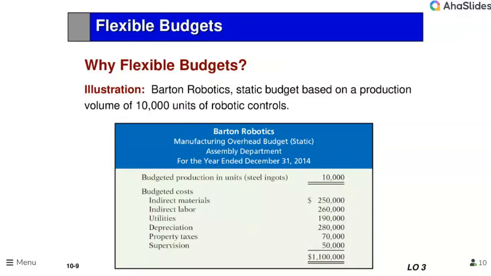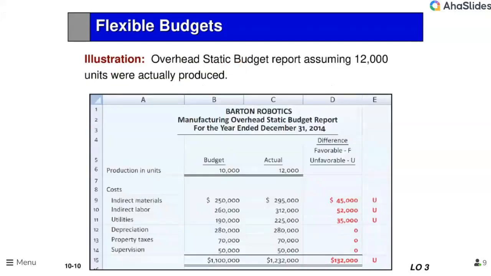The manager figured at that level of activity, the indirect materials would be 250. Indirect labor would be 260. Utilities would be 190, property tax 180, depreciation. Okay. So now we're into that year and we collect the actual. Those are the planned results. We collect the actual, and here's what the report is. You see, the report is for Barton Robotics, manufacturing overhead static budget report for the year ending. And here you have the budget on one side, the actual on the other.